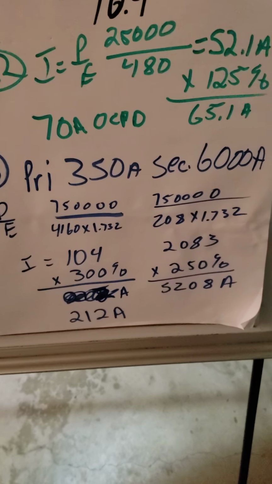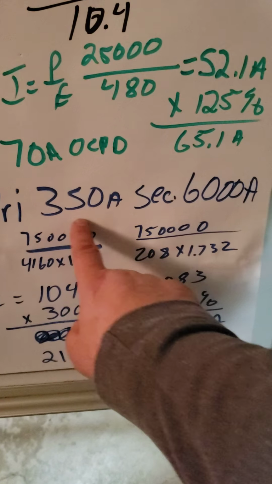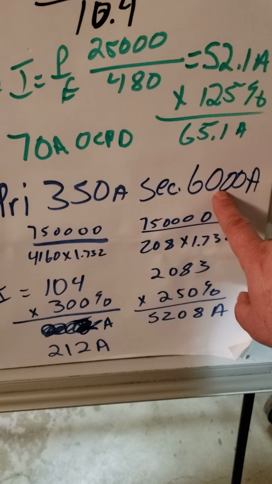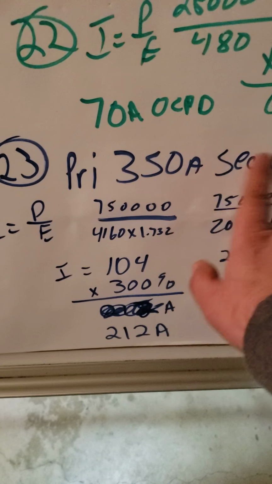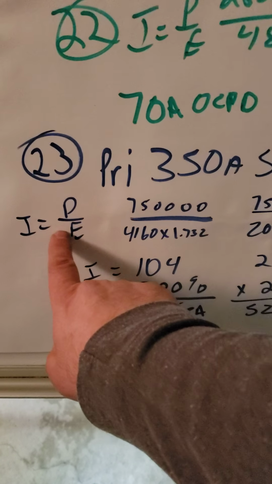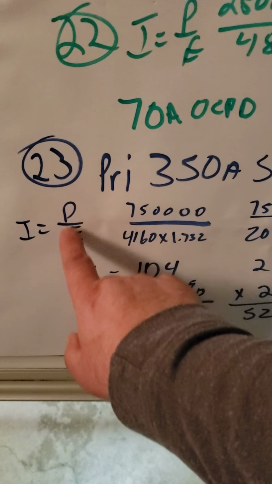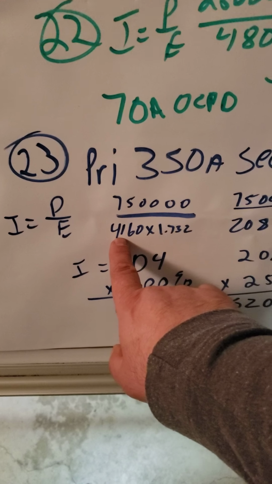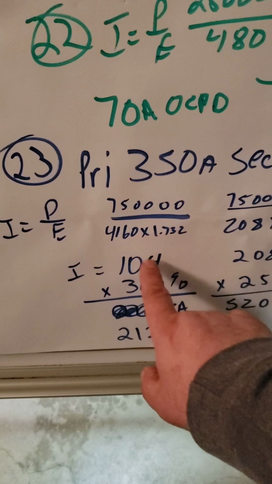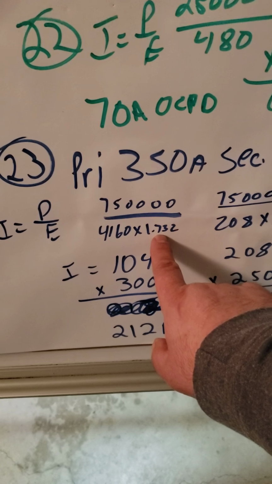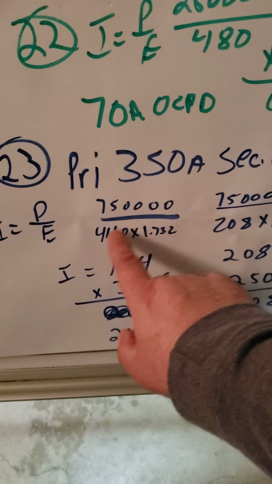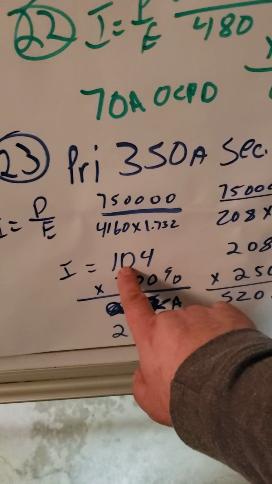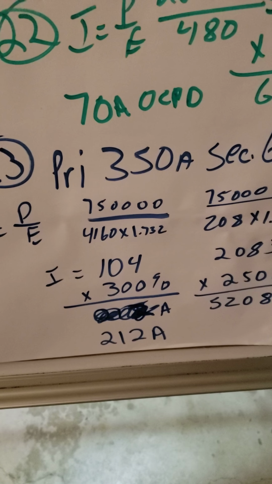On the last one, they're asking for an OCPD on the primary side and on the secondary side. So my primary side is 350 amps. My secondary side would be 6,000 amps. So these are three-phase. Formula is I equals P divided by E, so power divided by voltage. So we got a 750 kVA transformer. Our primary voltage is 4160. It's a three-phase. We multiply that by 1.732, so we get the 750,000 divided by 4160 divided by 1.732, which would give us 104 amps.